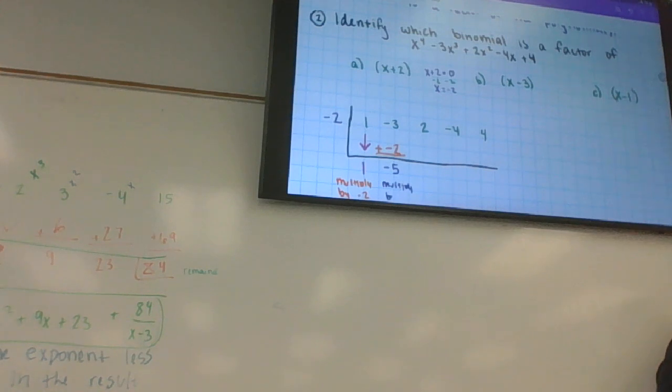Multiply by -2. -5 times -2 is 10. And then add. Multiply by -2. -24. And then add. Multiply by -2. Am I good? Everybody matching up my numbers over there? Positive 56. And 60 is our remainder.